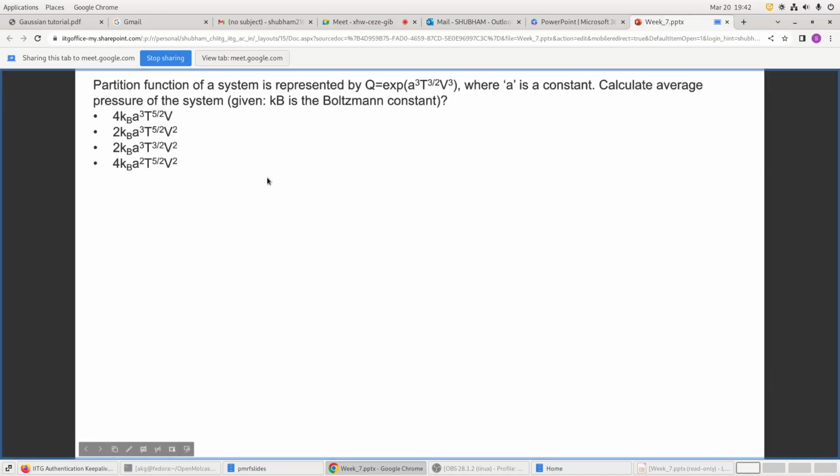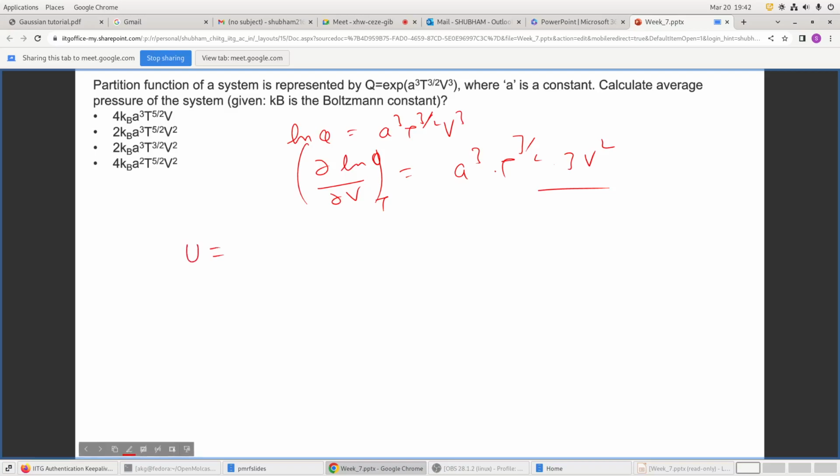Okay, so we were solving this. We get this value of ln Q equal to A cube T to the power 3/2 V cube, and then ∂ln Q/∂V at constant temperature is equal to A cube T to the power 3/2 into 3V square. Now we know U is equal to kB T square into A cube T to the power 3/2 into 3V square, that is equal to 3kB A square T to the power (3+5)/2 into V square. So this is the value of U.